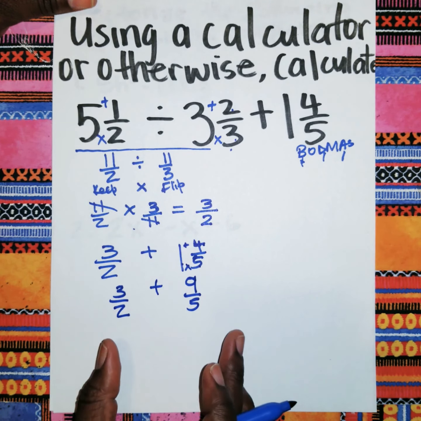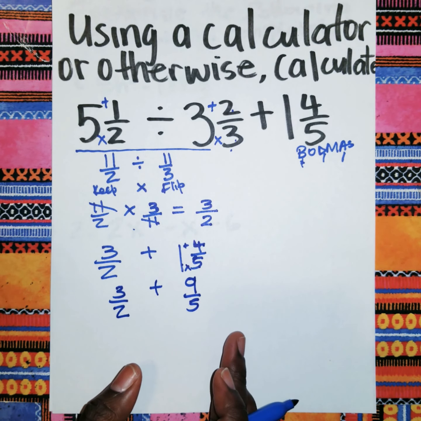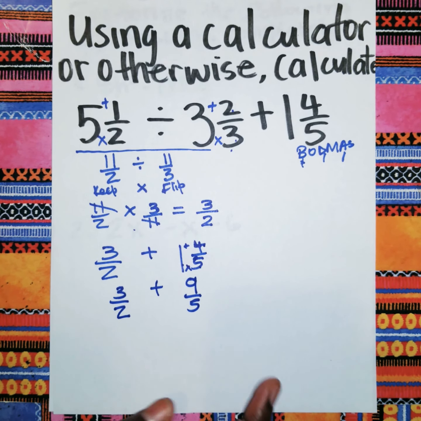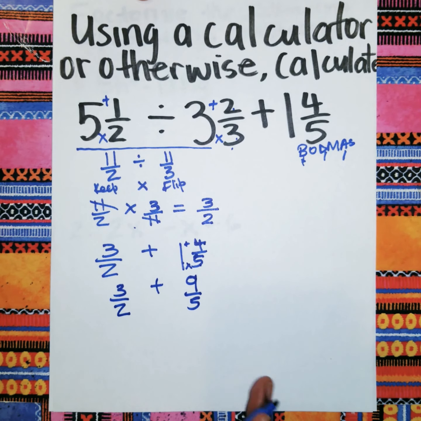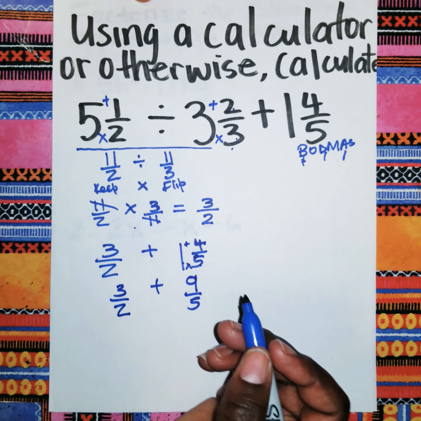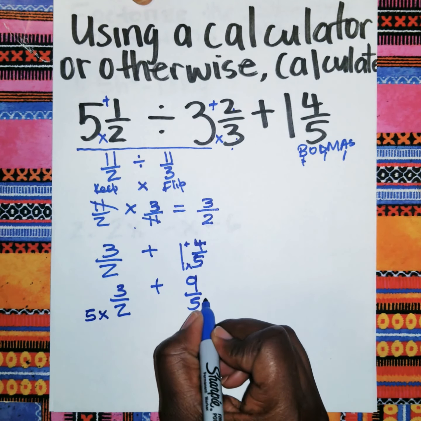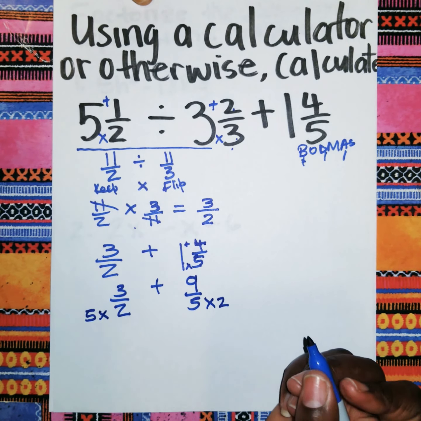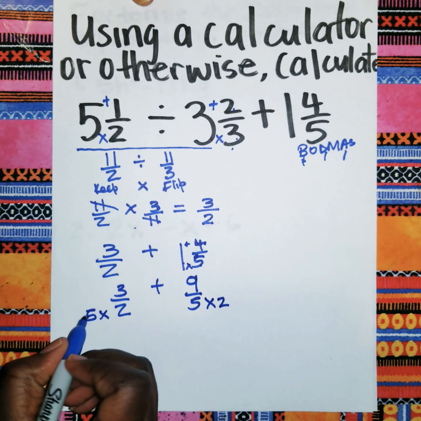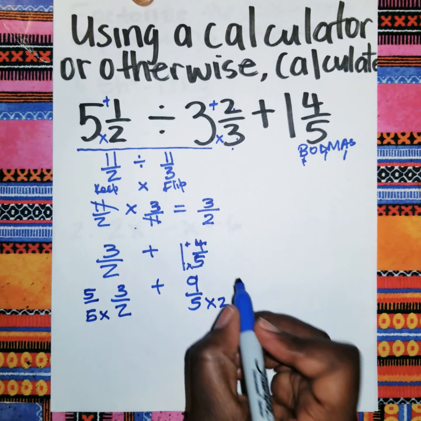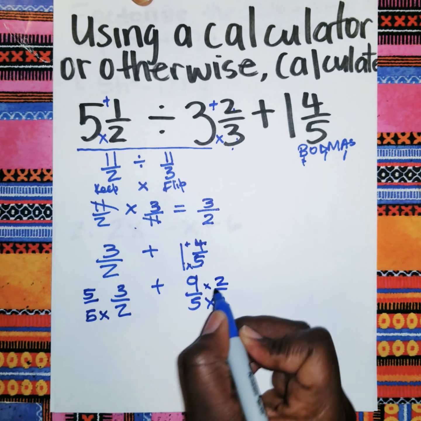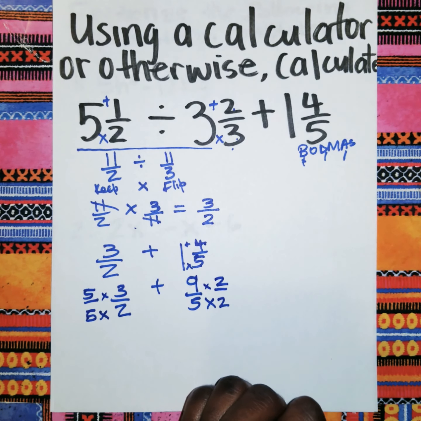Here we have two unlike denominators. So what we need to do is to find the LCM. And the LCM of 5 and 2 is 10. So we can multiply this part by 5 and we can multiply this part by 2. If you multiply the denominator by 5, do the same thing to the numerator, and the same thing on this side. This method is known as the equivalent fraction method.